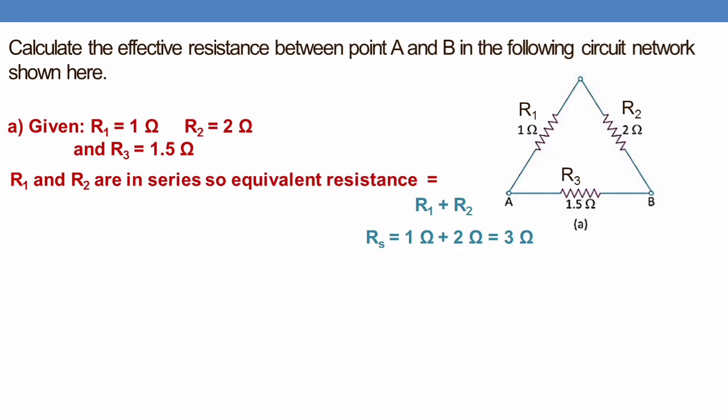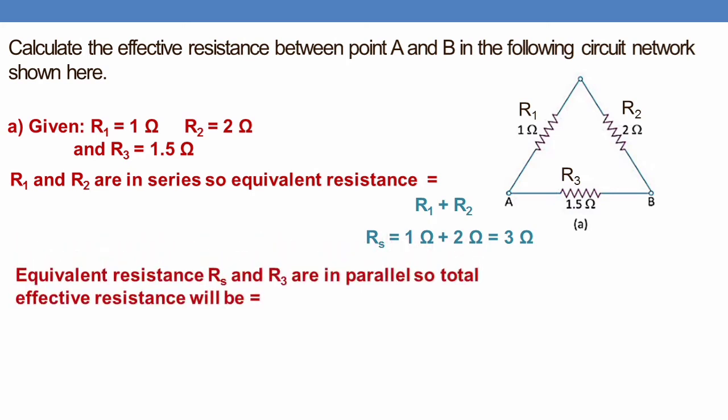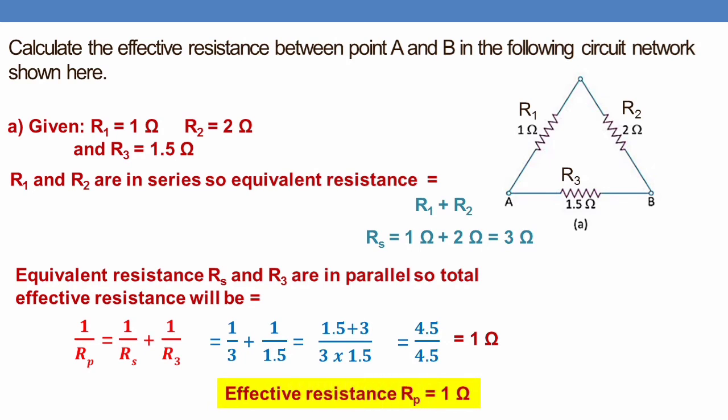So now the total resistance will be 1 by Rp is equal to 1 by Rs plus 1 by R3, where Rs is the equivalent resistance that we found in the previous step. So 1 by 3 plus 1 by 1.5, cross multiply and do the fraction. So 1.5 plus 3 divided by 3 into 1.5, which is equal to 4.5 by 4.5, which is 1 ohm. So 1 by Rp is 1 ohm. So the total resistance of the circuit is 1 ohm.